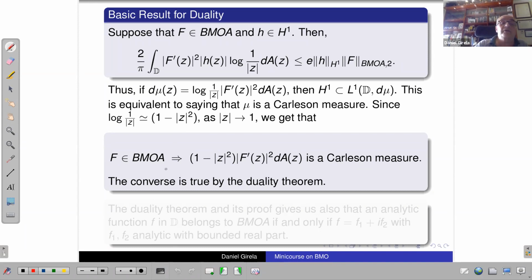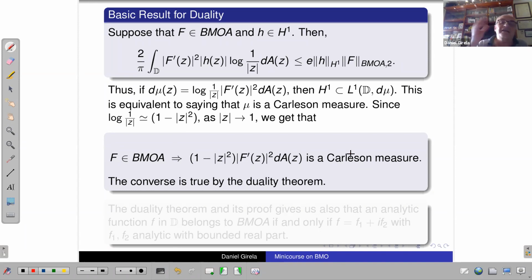So actually what we have is that the function f is in BMOA if and only if the measure 1 minus mod z squared times the absolute value of f prime of z squared dA(z) is a Carleson measure.